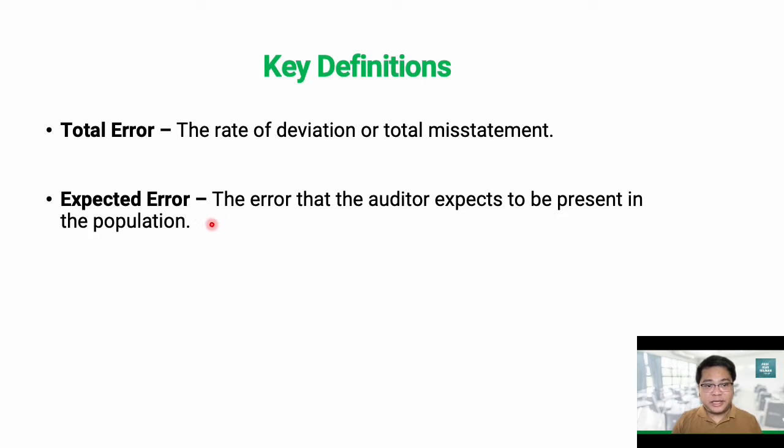Next, we have the expected error. So the expected error is the error that the auditor expects to be present in the population. So normally this is something based on your experience with the client in prior period or similar clients from the same industry.